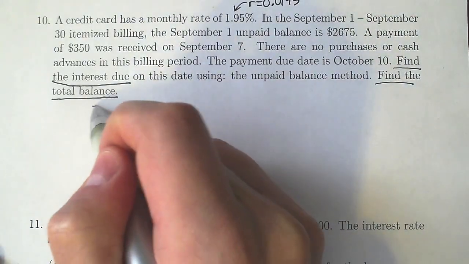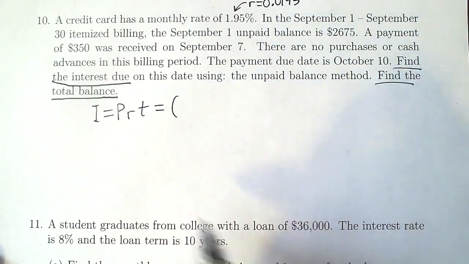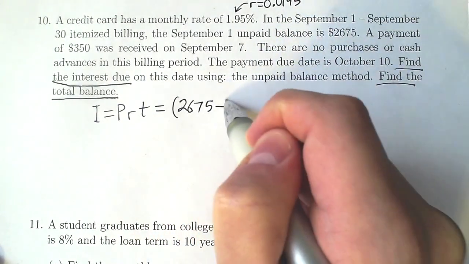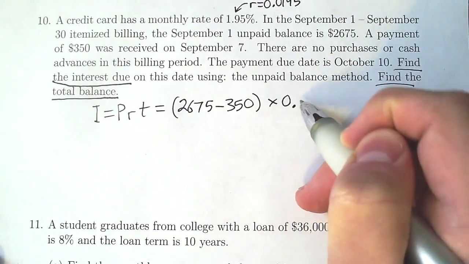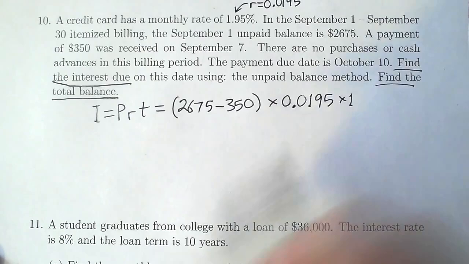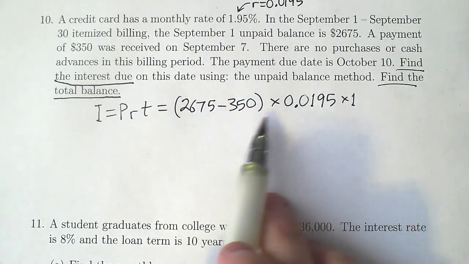So let's go straight into the interest. We should use I equals PRT. And remember, for the principal, you take the $26.75 and you subtract the $350. So we're subtracting out the payment that was made. Should look like this. And you can use a calculator for this.